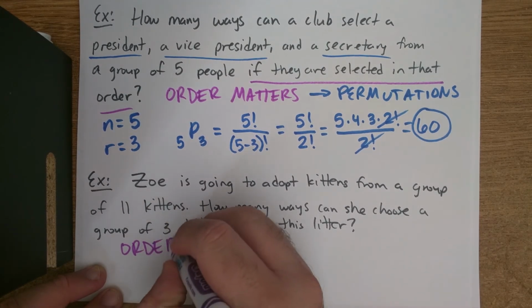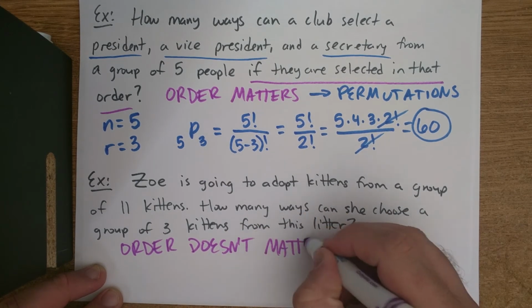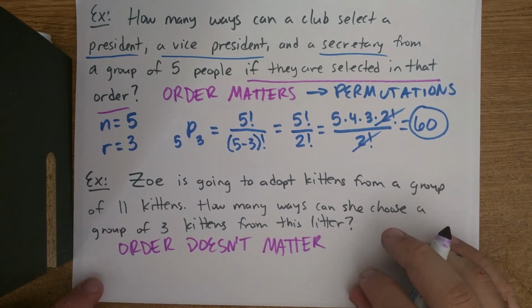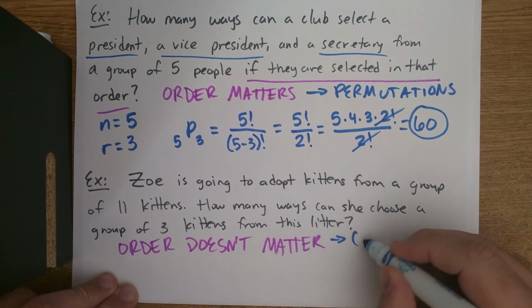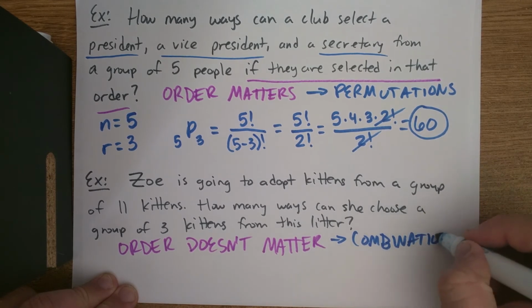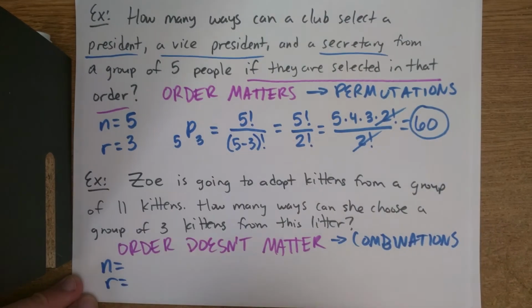Order doesn't matter. But why? Because if she picks kitten A, kitten B, and kitten C, as long as she has those 3 kittens, that's all she cares about. She doesn't care the order that she picked them in. See, you just got to be able to think in that way. So we're using combinations in this problem.